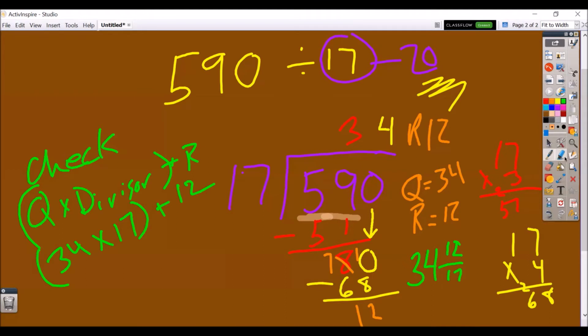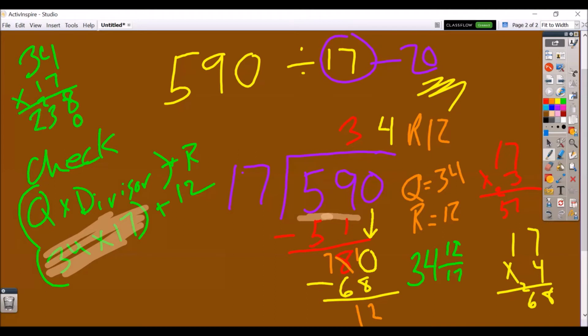Well, I don't know about you, but I can't do that part in my head. I need to stack it and do standard algorithm. Now, if you need to do area model still, you can, but it's gonna slow you down. 21 plus 2 is 23. And then when we multiply by ones, it's a little easier, right?